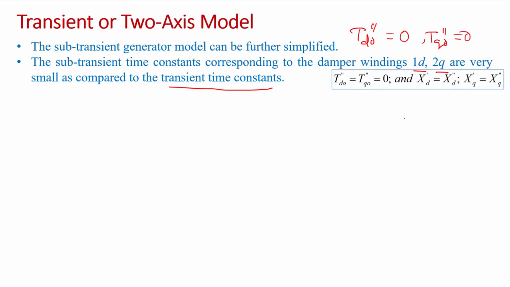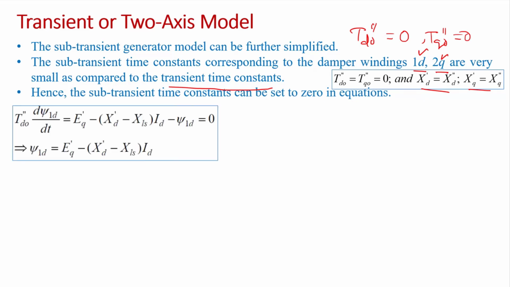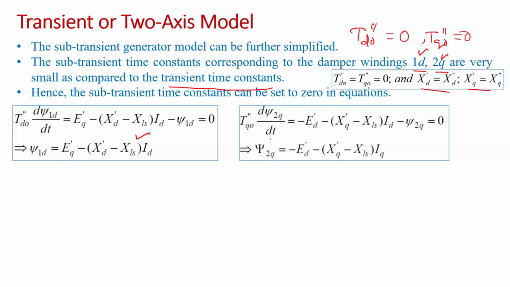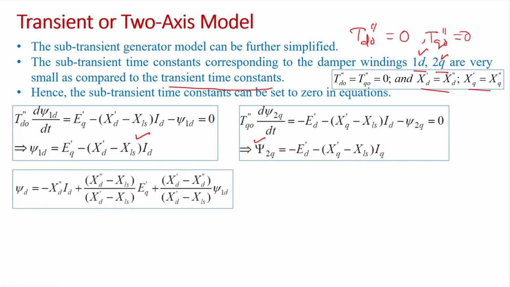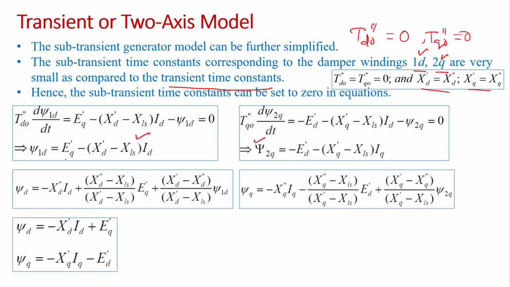Now substituting these values, what will happen? Also Xd double dash will become Xd dash, and Xq double dash will become Xq dash. In the transient model, we are assuming that the effect of damper windings 1D and 2Q is very, very small, so we neglect that. Hence the subtransient time constant can be set to 0 in all the equations, and we find these equations. From the first equation we derive this, and from the second equation in the q axis we get this. Then from the stator algebraic equation we get this, and this is another stator algebraic equation.